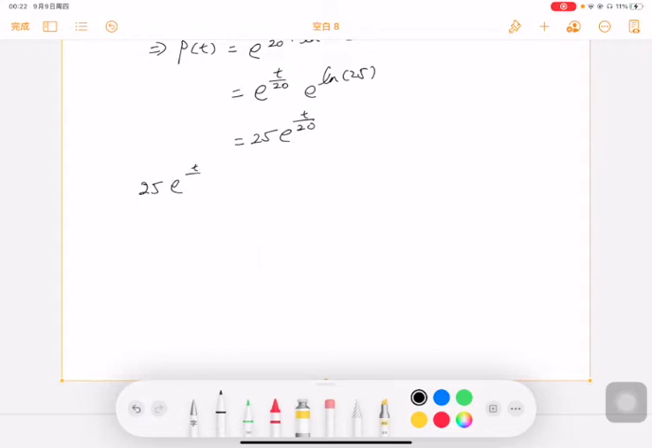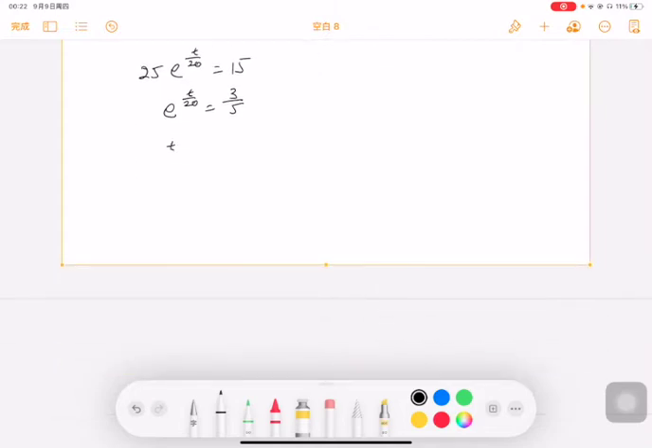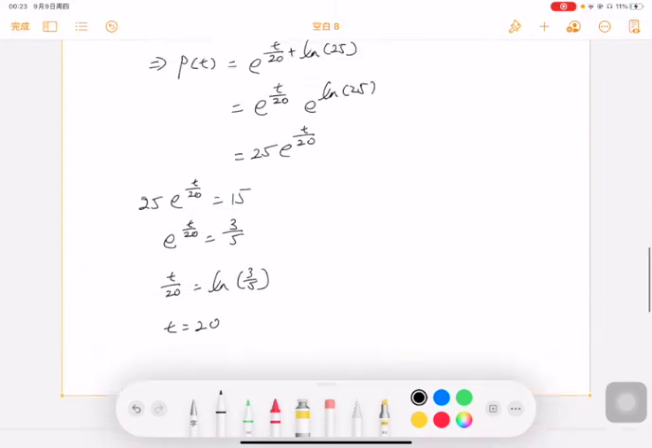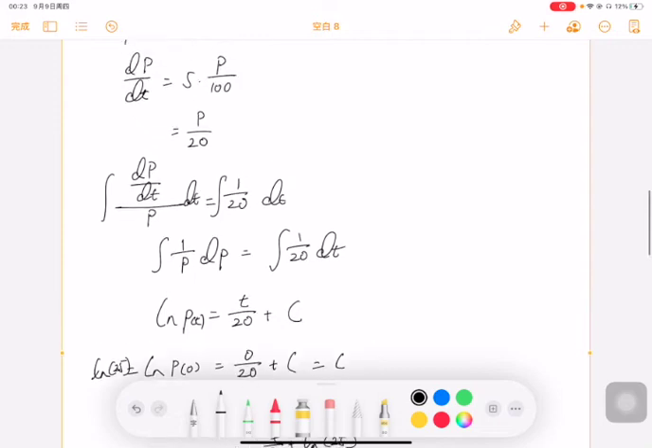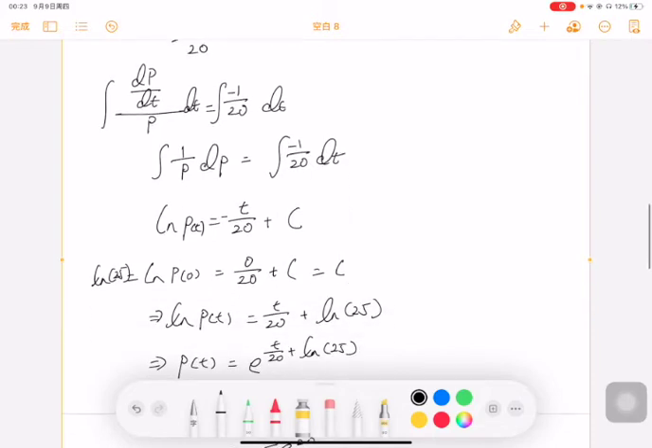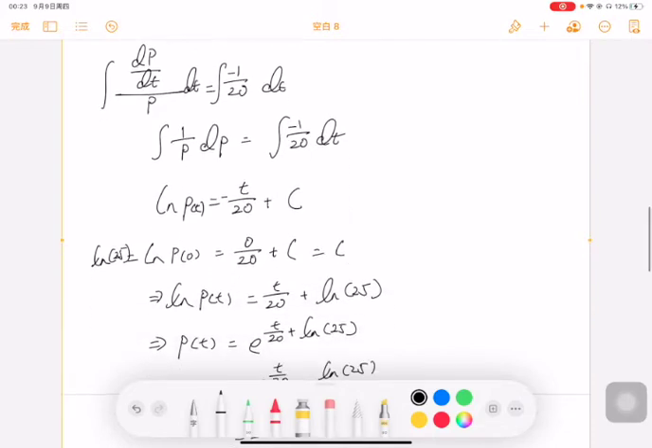25 times e to the t over 20 equals 15, right? And e to the t over 20 equals 3 over 5. Now we take ln of both sides. We get t over 20 equals ln of 3 over 5. And then t equals 20 times that. Oh, I made a mistake here. This is giving you a negative number. Sorry. Right, this is negative because it's the net outflow. So negative here, that's minus, sorry about that. So we just add minus signs everywhere.